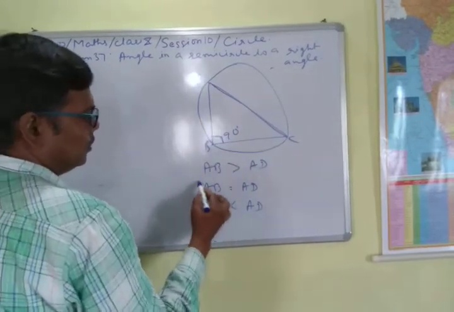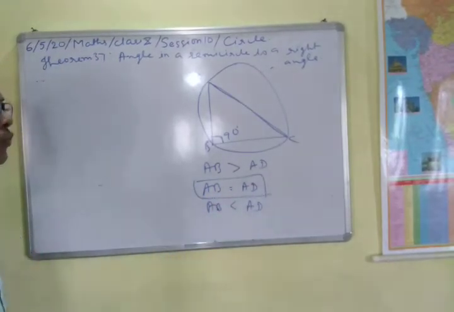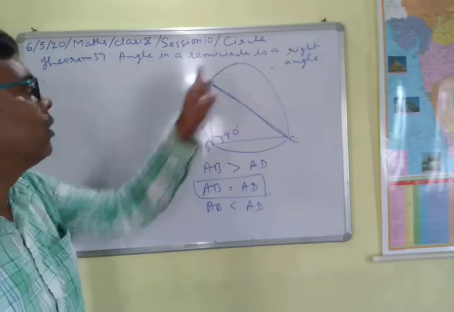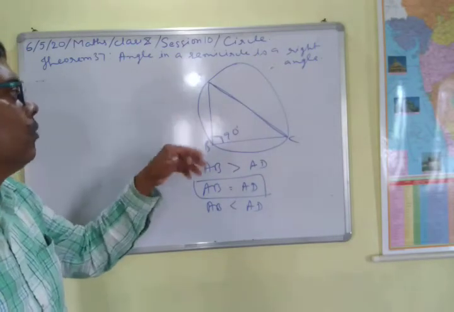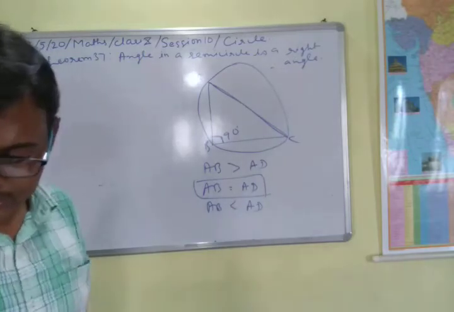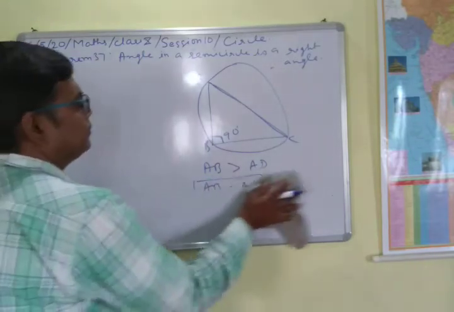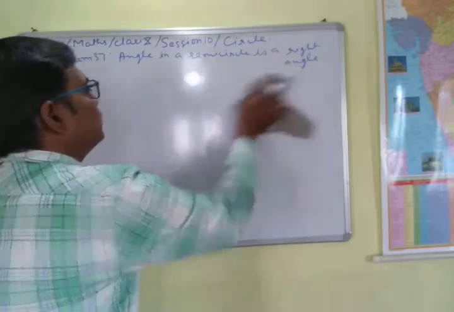So in this case, the option will be AB equal to AD. This is true, because this circle will not pass through any other point; actually that point D is the same as the point B. So the answer is this, in this case AB equal to AD. This is the answer. The next question I will also discuss.